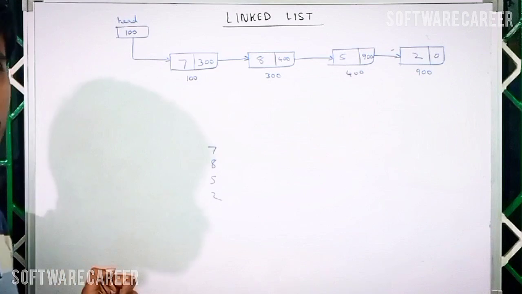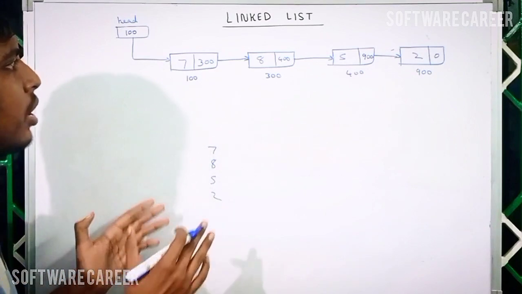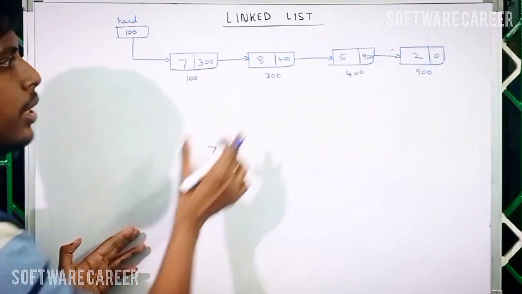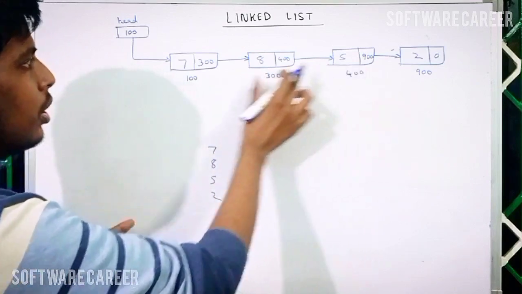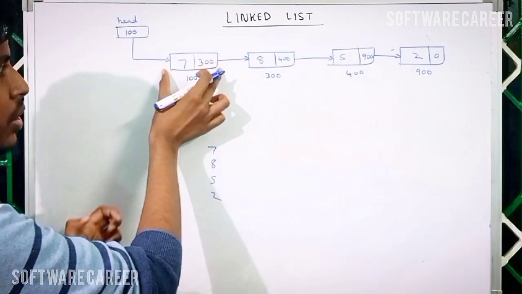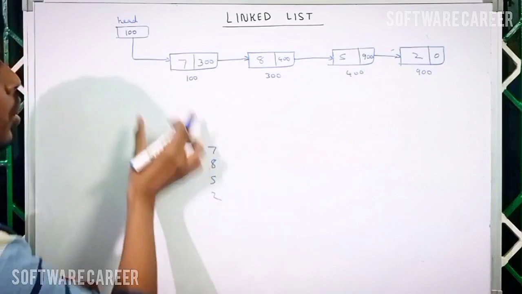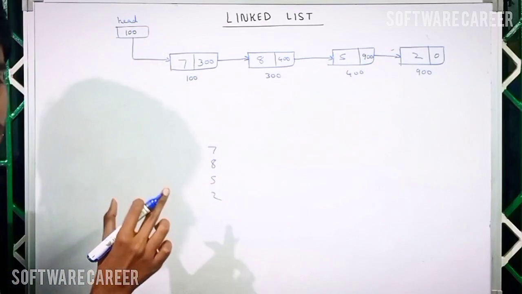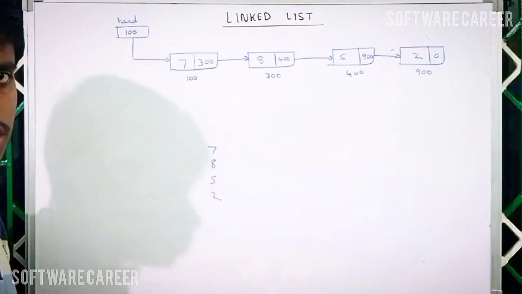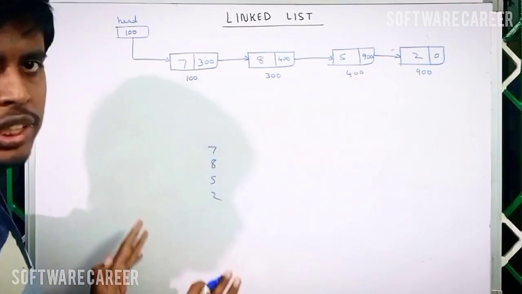Why we are using head? Because head is used to find which is the first node. You can't say this is the first node, this is the first node. You want to identify the first node. To identify this, you are using a head pointer which points towards the first node. This is a representation of a linked list.